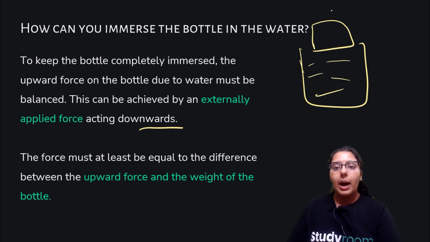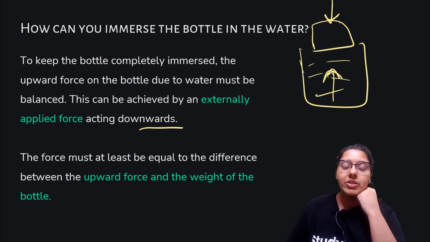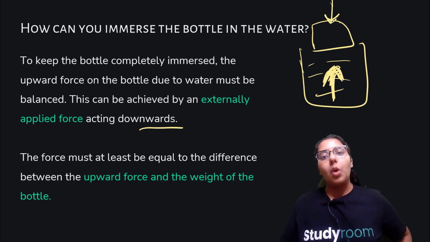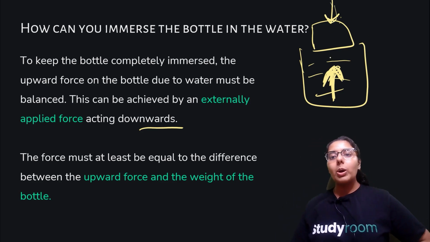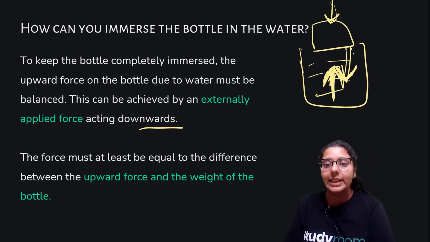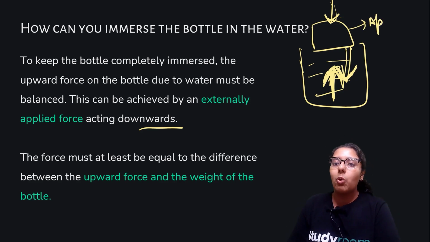You need to apply force and push it down, because there is one upward force acting on it, which is trying to pull it up, right? If you just drop the bottle, it will just rise, okay? It will not go down. But if you want to immerse it completely in the water, you need to apply force.